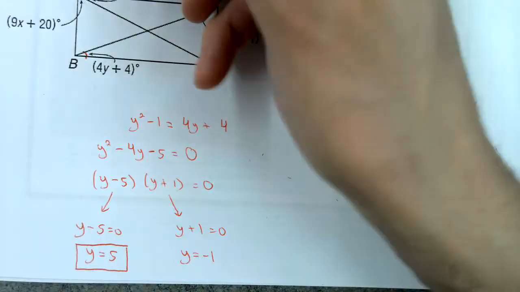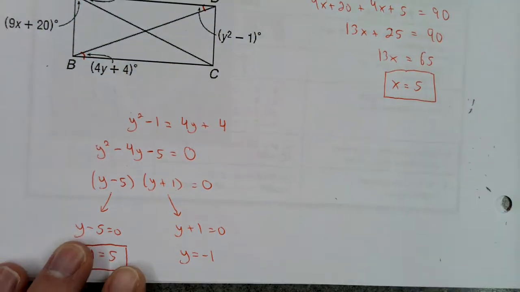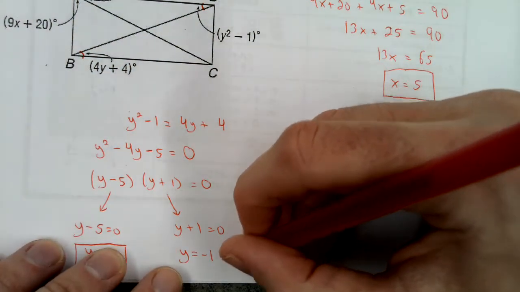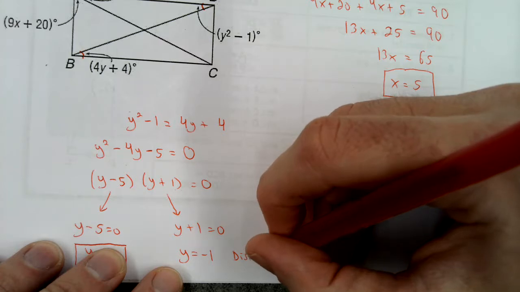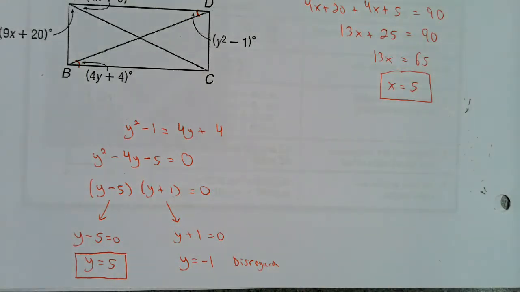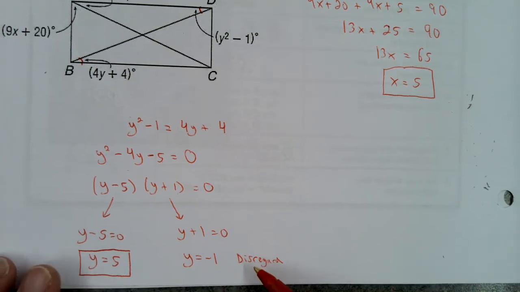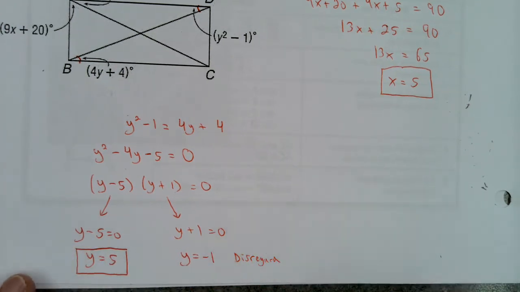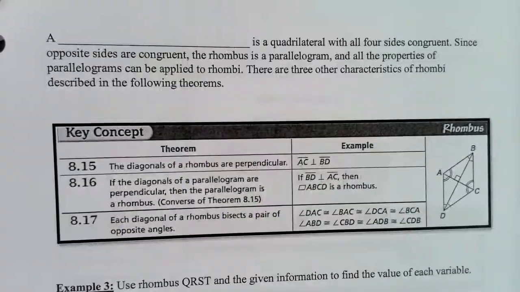So just disregard that. I'm just going to write down "disregard" that way you know. Don't circle that. That's not an answer. y equals 5 is the answer. You can write disregard, or you can cross it out or X it out. Just know that's not an answer. y equals 5 is the one that works. So those are rectangles.